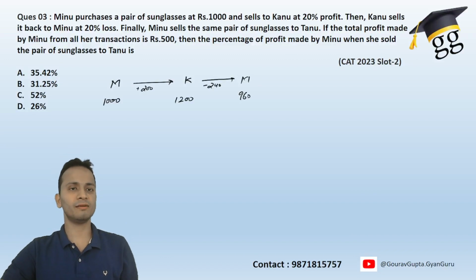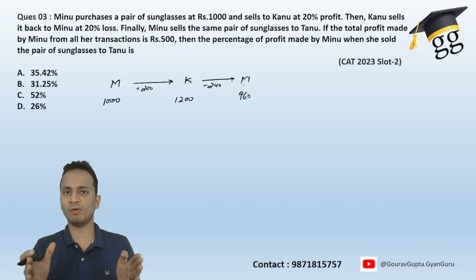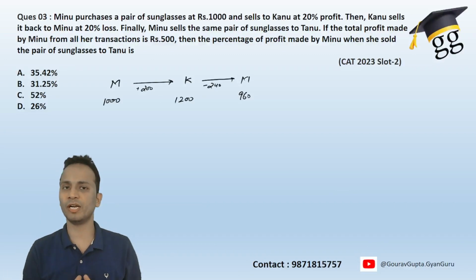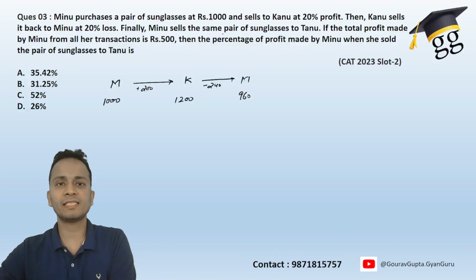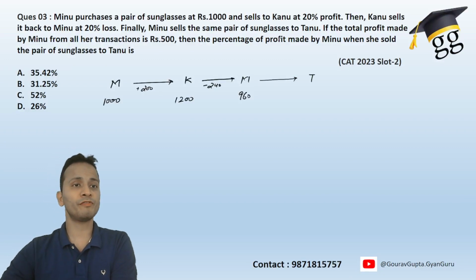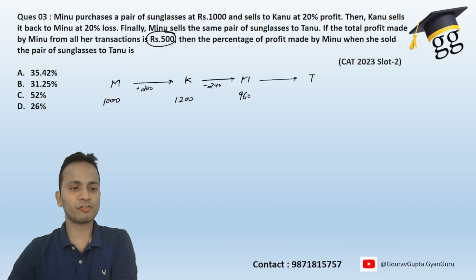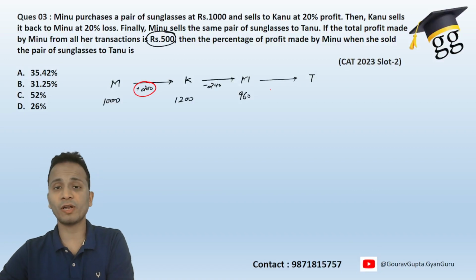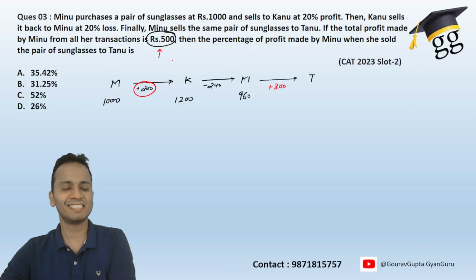So earlier, it started with Minu. Minu bought at 1000, sold it at 1200, getting a profit of 200 rupees. Now she again bought it at 960 rupees and sells the same pair of sunglasses to Tanu. Now, the total profit made by Minu from all her transactions is 500 rupees. In the first transaction, Minu had a profit of 200 rupees. So in the second transaction, she should have a profit of 300 rupees because she needs a total profit of 500 rupees. Simple as that.